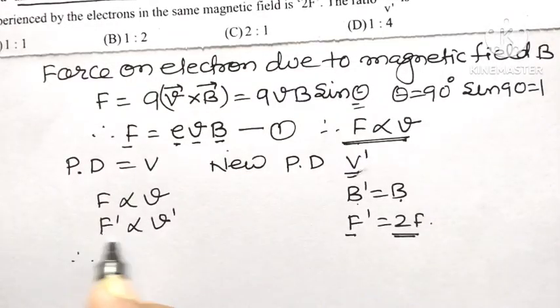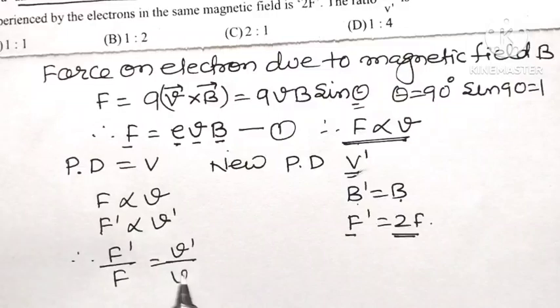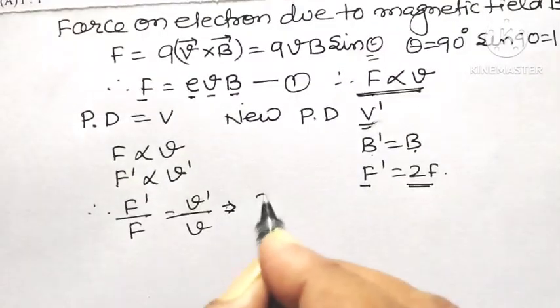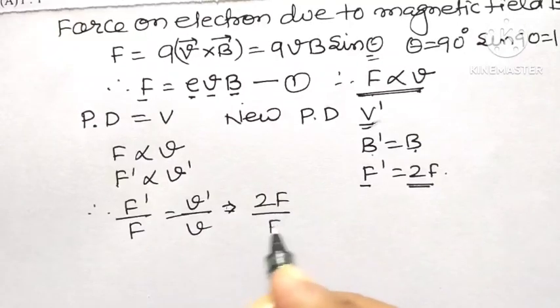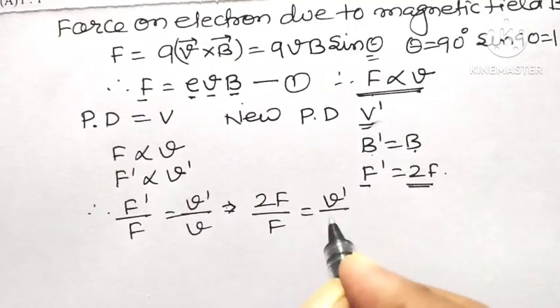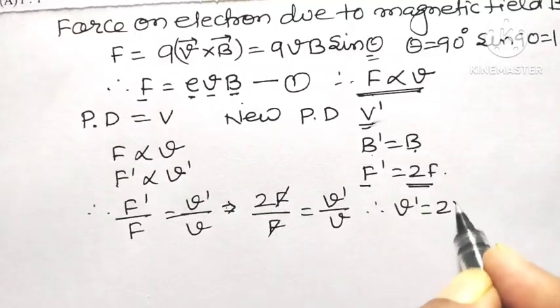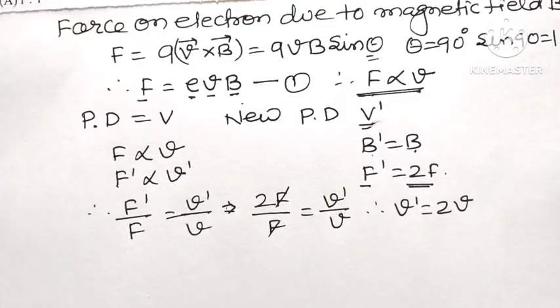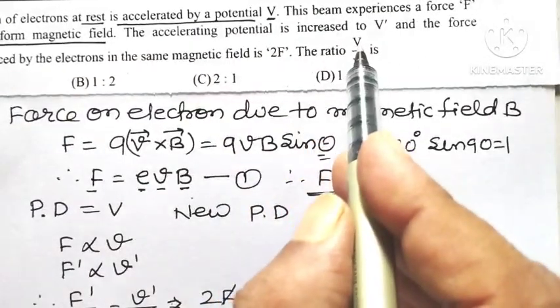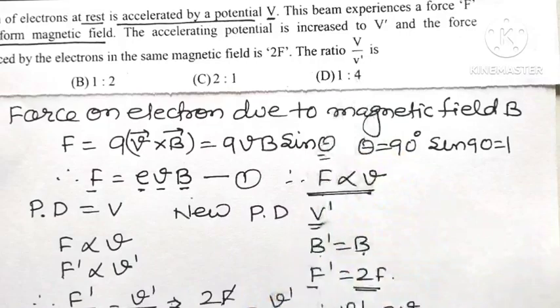Therefore, as F dash is proportional to v dash, take F dash upon F equal to v dash upon v. But F dash is equal to 2F. So 2F divided by F is equal to v dash upon v. This F gets cancelled, therefore v dash is equal to 2 times v. Now we have to find the ratio of the initial potential difference to that of the new potential difference.